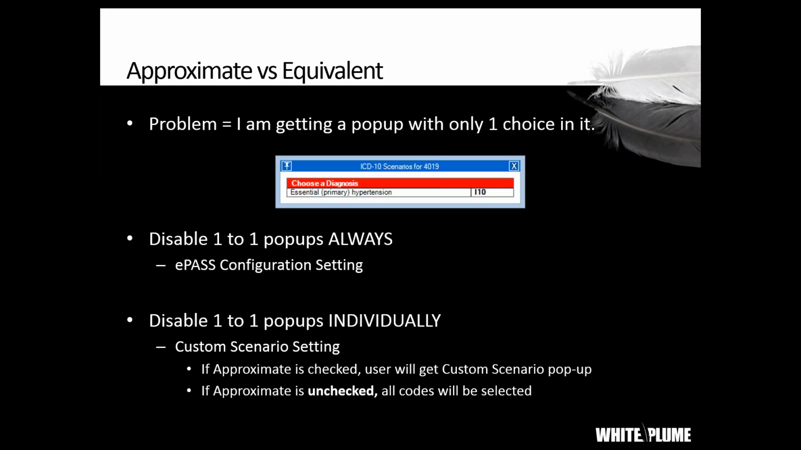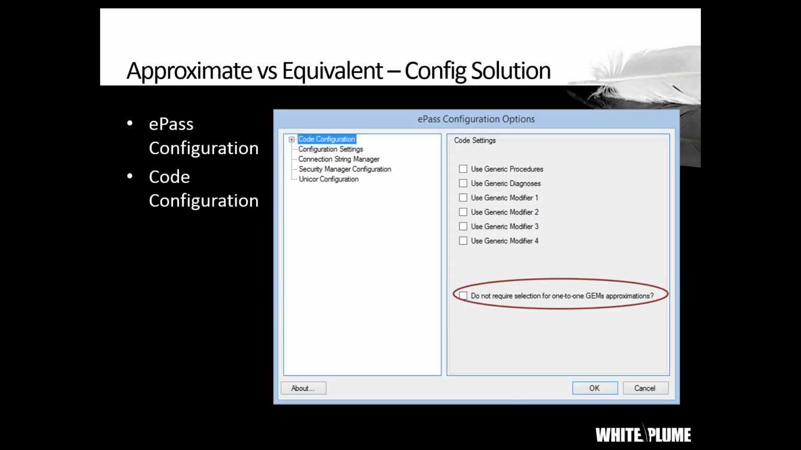So if you want to turn this off always, you never want to see this type of pop-up, you can go into EPAS configuration, and you'll see this is what it looks like. You'll see code configuration on the left-hand side. Highlight that. And then on the right-hand side, the last choice down there, if you check that box, you will never see an ICD-10 pop-up with just one code in it. That works across the board for every user, for every code. Most of our clients are going that route.